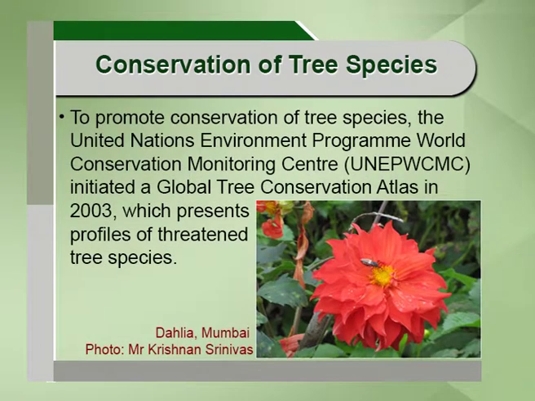To promote the conservation of tree species, the United Nations Environment Programme, UNEP, and the World Conservation Monitoring Centre initiated a global tree conservation atlas in the year 2003, and this presents a whole list of the threatened tree species. Now, in this figure we see a red dahlia. These are some of the flowers which are so nice to the eye, and conservation of these species, both shrubs, plants and herbs, should be an integral part of every person's concern, so that we know the importance of each and every species in the world.